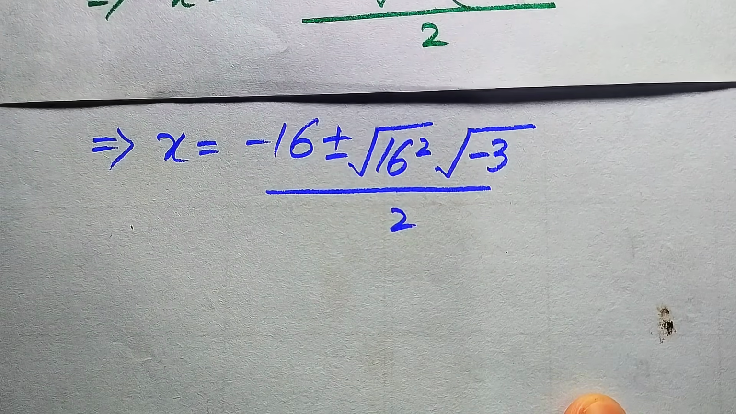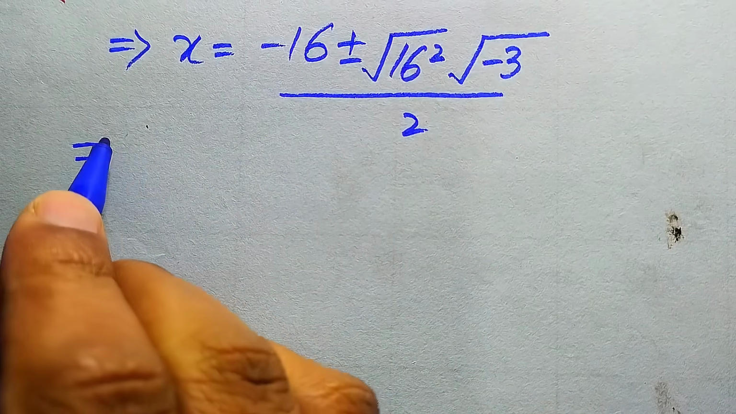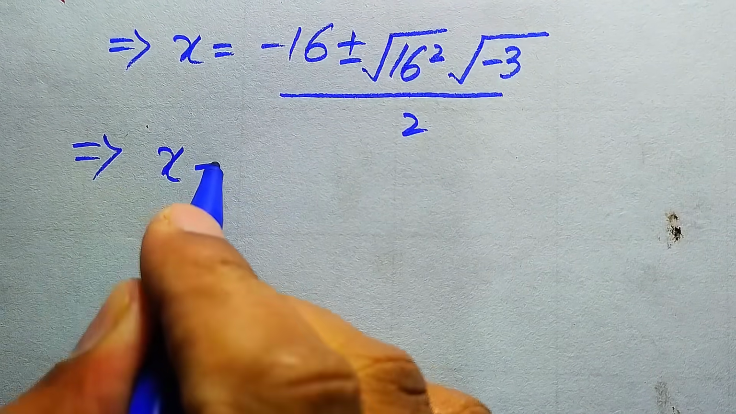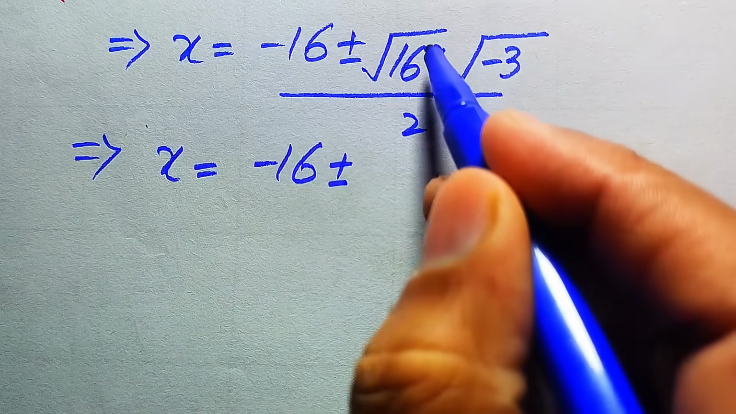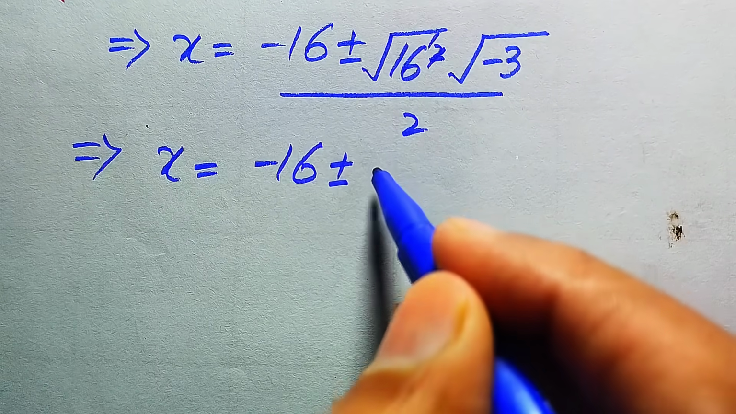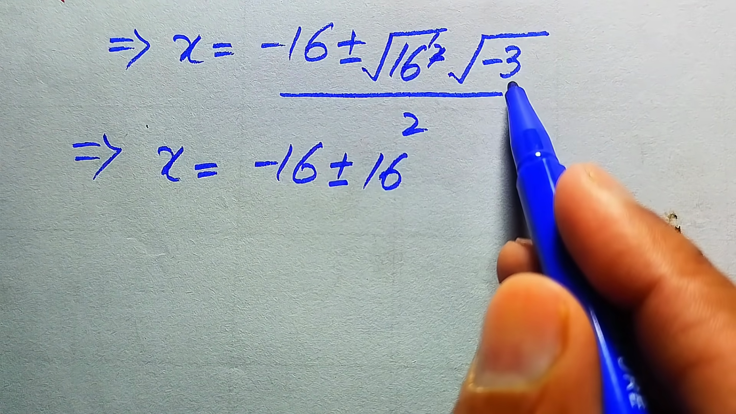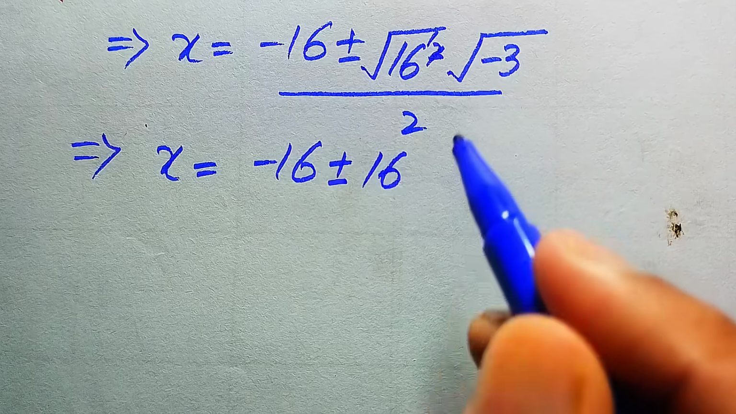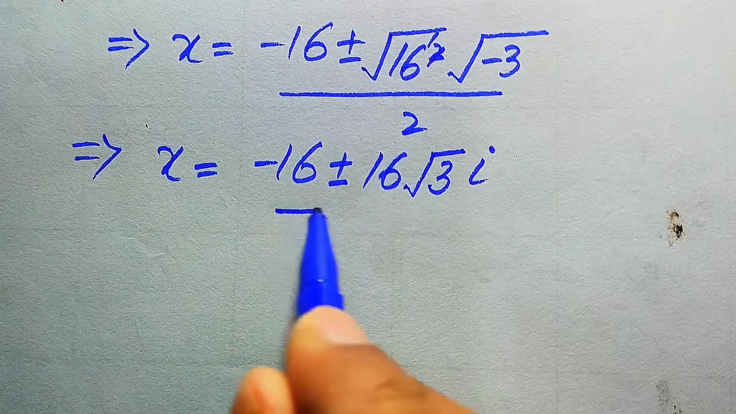And now further in the next step we need more simplification and it will be written as x equals minus 16 plus minus, here you see that this 2 and this square root are cancelled out by each other, and we will get here 16 only, into, here you see that a negative sign appears inside the square root, so it becomes iota, and we get square root of 3 times iota, and it is divided by 2.